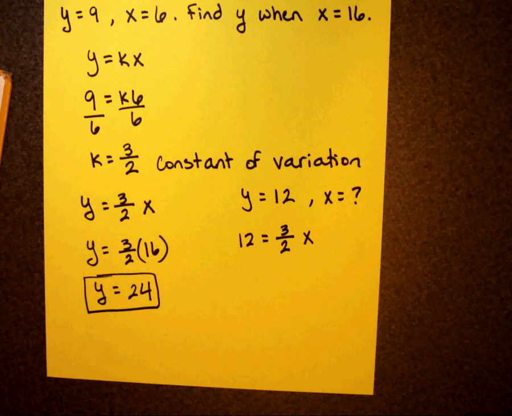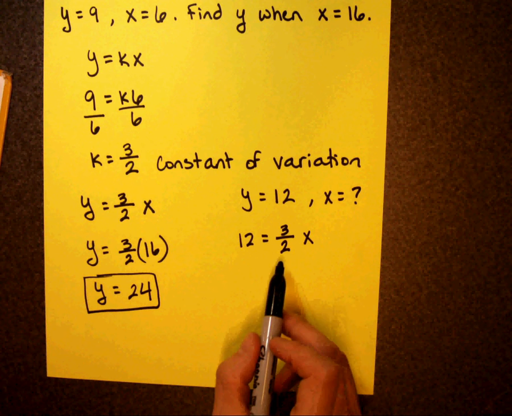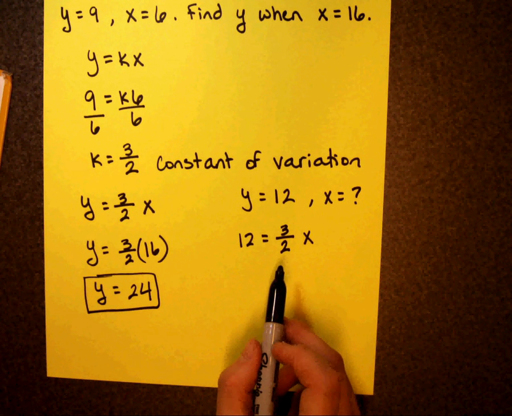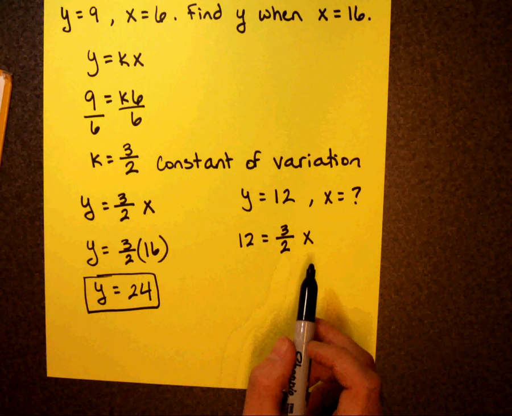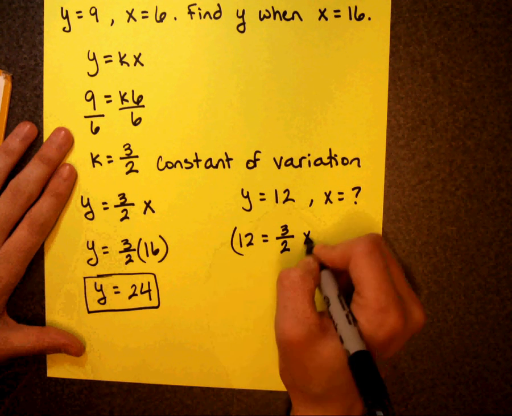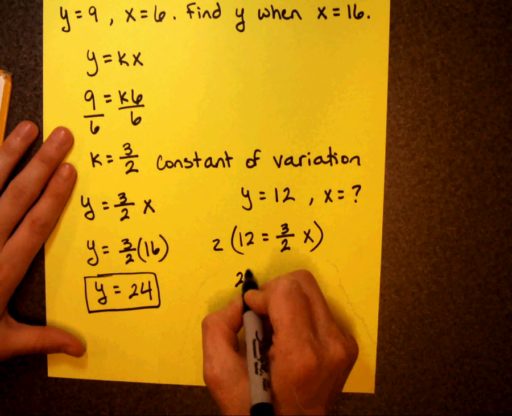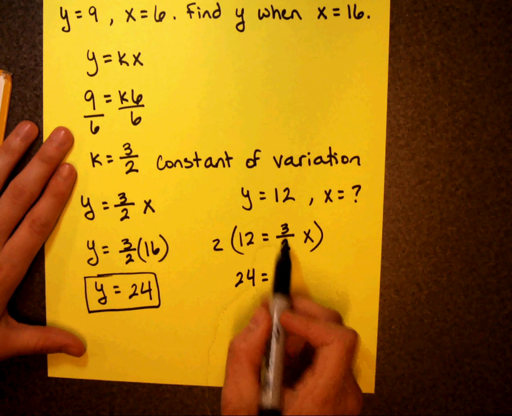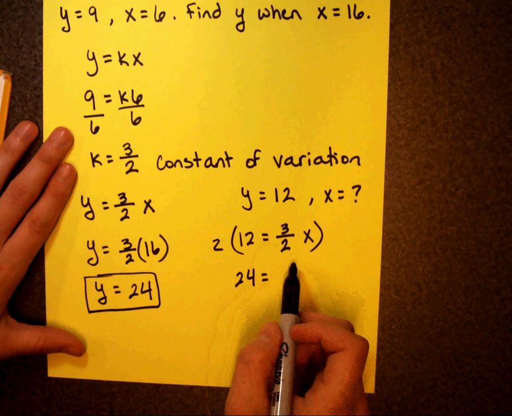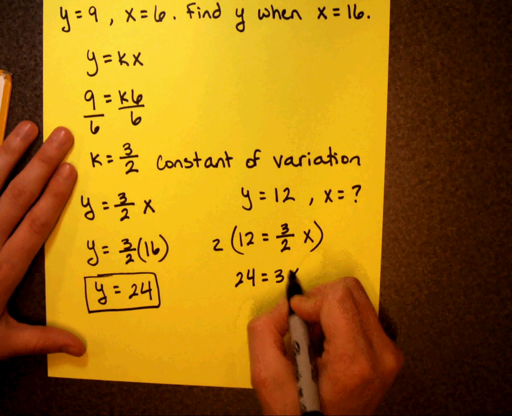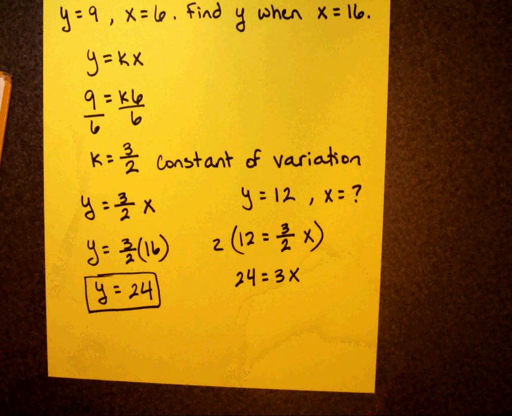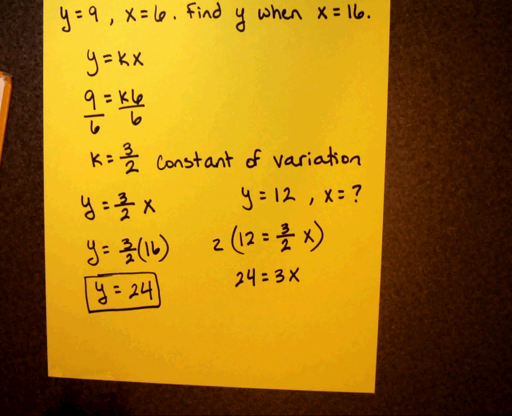So 2 different ways we can go about this. Is the fraction throwing us off? Yeah. So let's get rid of the fraction. I'm dividing by 2, so let's multiply both sides by 2. 2 times 12 gives me 24. 2 times 3 over 2 is 6 over 2, which is just 3x. So multiplying by the denominator of my fraction gets rid of my fractions.